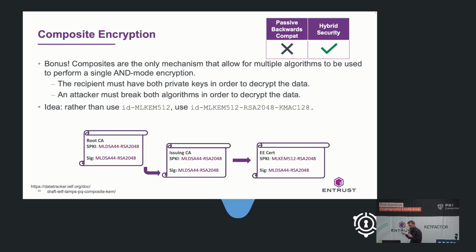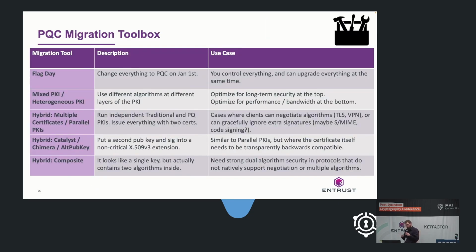Bonus, composites is the only thing I've mentioned in this slide deck that gets you hybrid encryption. There's lots of ways to do hybrid signatures. Composites is the only one that does hybrid encryption for PKI. So it's got that going for it. And that takes me to the end.